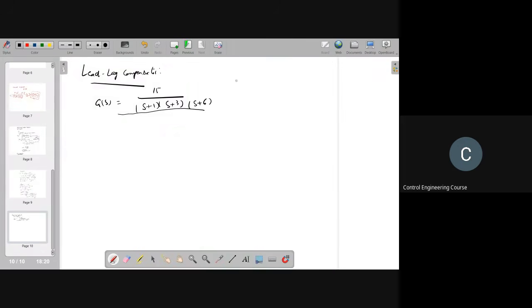Okay. So the type of the system is the number of poles of the open loop system at the origin, that is, the number of integrators. Here in this system, is there any pole at the origin? No, right? This is a type 0 system.